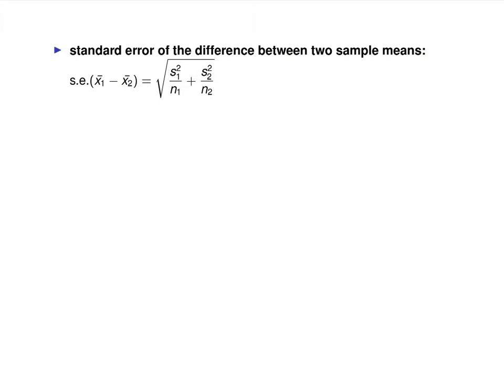Okay. This is the standard error for the difference in two sample means. That's what you were asking about. So the formula that we had in chapter 9 had sigmas instead of s's. It was sigma 1 squared over n1 plus sigma 2 squared over n2.